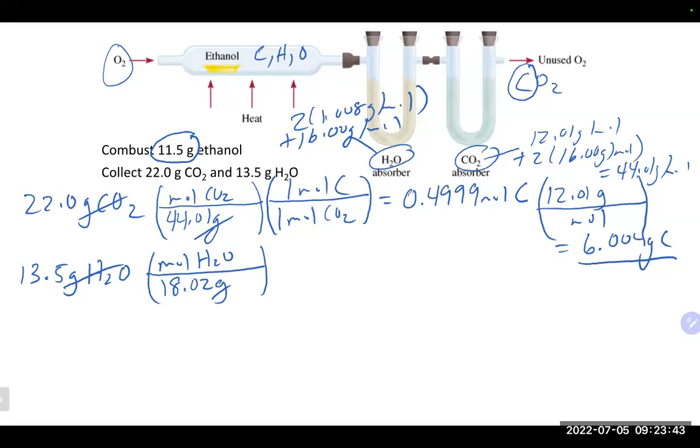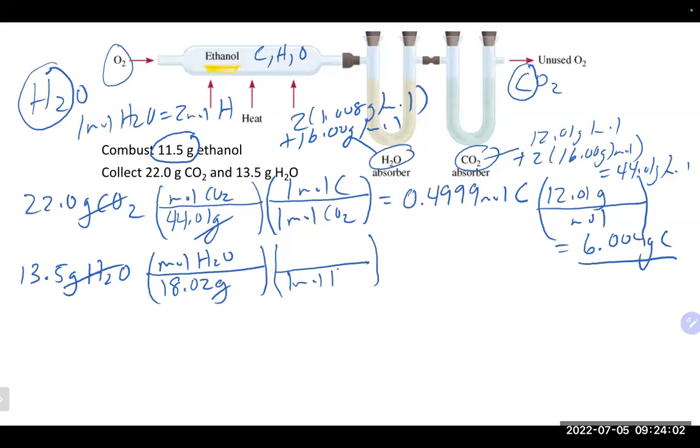Once again, though, we are not interested in all of the water part. We're really just interested in the hydrogen part of it. And we see for 1 mole of water, there is 2 moles of hydrogen. So we're going to use that conversion factor to get us to just the hydrogen. 1 mole of water, 2 moles of hydrogen. So in this case here, 13.5 times 2 divided by 18.02 gets us about 1.4983 moles of hydrogen.